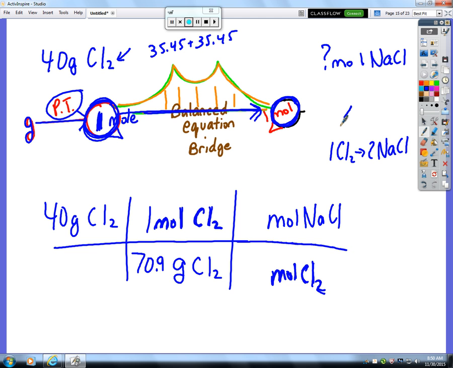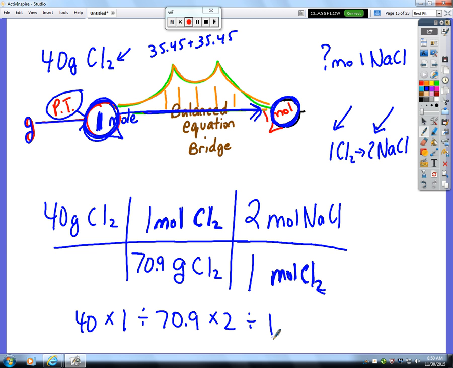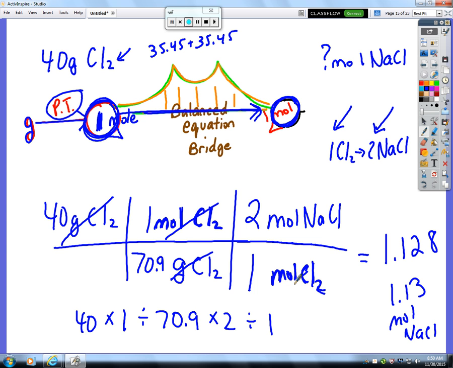And what do I know from my balanced equation? That for every one of these chlorines, I make 2 sodium chlorides. So now how do I do my math? 40 times 1 divided by 70.9 times 2 divided by 1, or forget about the ones. And when you're done, you should come up with 1.128 or 1.13. And what am I going to label that? Moles of NaCl. How come? Because my grams cancel, my moles cancel, and I'm left with moles of where I want to end up.